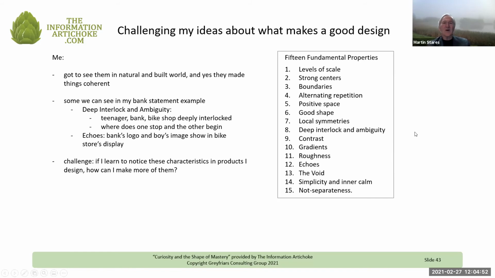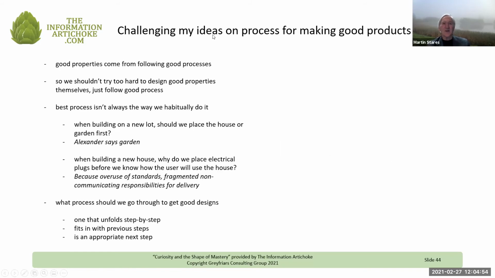Well, the answer to that question is the nature of process. Good properties come from following good processes. What this means is I shouldn't try too hard to design interlock and the void and calmness themselves. I should just follow good processes. And the best process isn't always the way we habitually do it. Alexander's got some great examples.